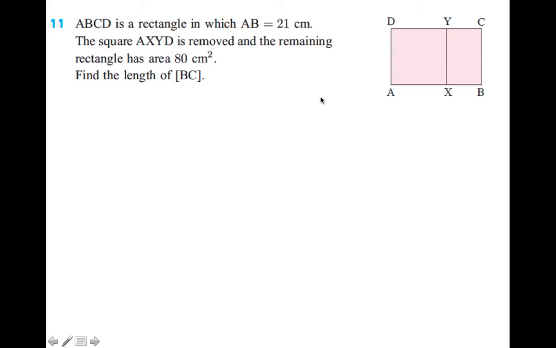Number 11, I like this problem a lot. It's good. ABCD is a rectangle. ABCD, yes, we can see it's a rectangle. Good. In which AB is 21. Great, I labeled AB 21.